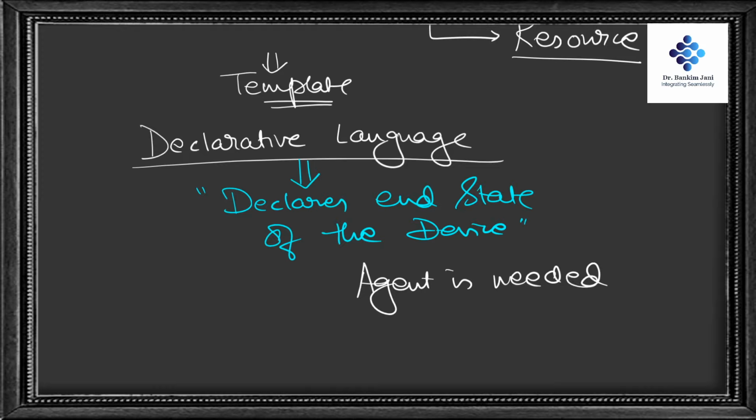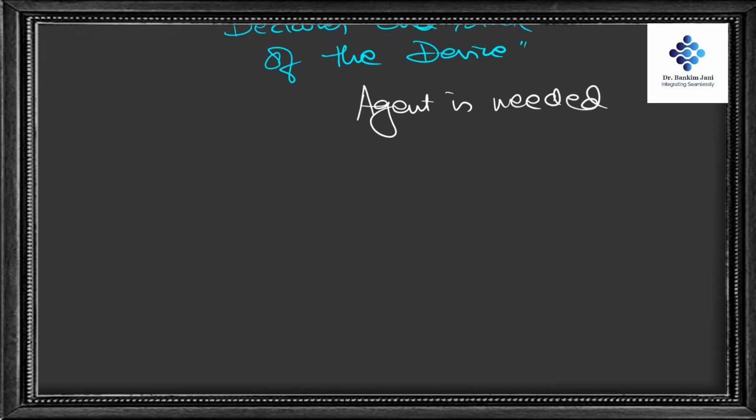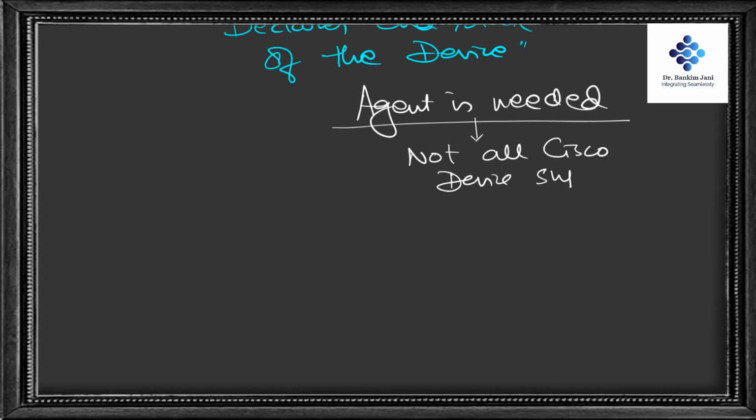In the exam, there are all the chances that you will be asked about the differences between various configuration management tools for network. At the end we'll be creating a summary also, but right now we just understand that it is an agent based architecture. Now when we say that this is an agent based architecture, that means not all Cisco devices would support it. Truly, not all Cisco devices would support it. So there has to be a solution for that.